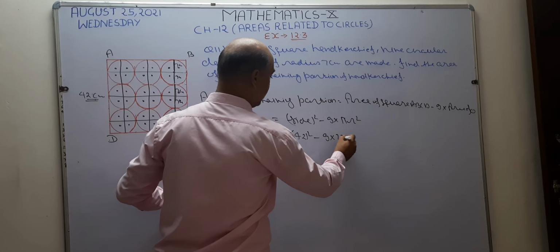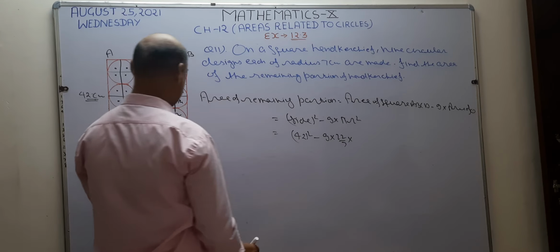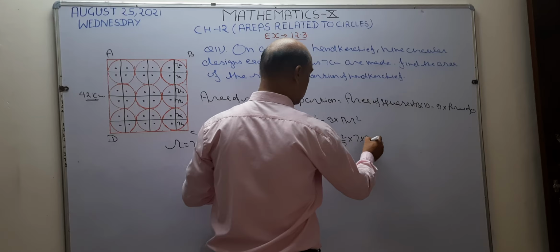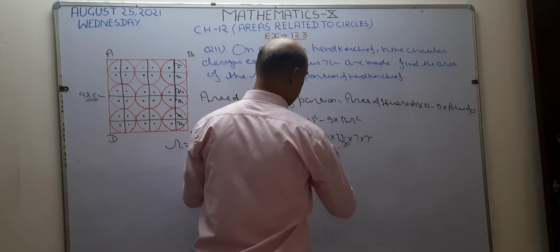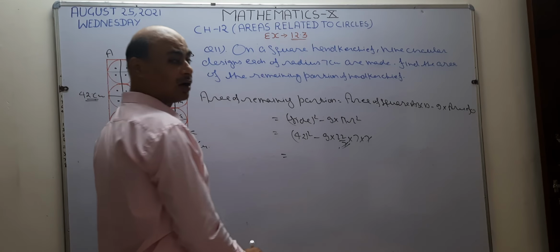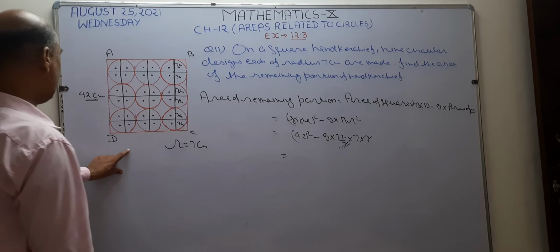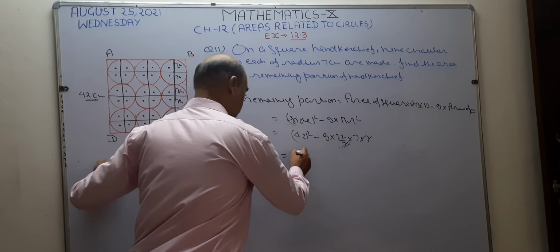Minus 9 times the area of a circle. The value of pi is 22 by 7. What is the radius? 7. Right here, 7 into 7, so this is going to cancel. You know what the square of 42 is? The square of 42 is 1764.